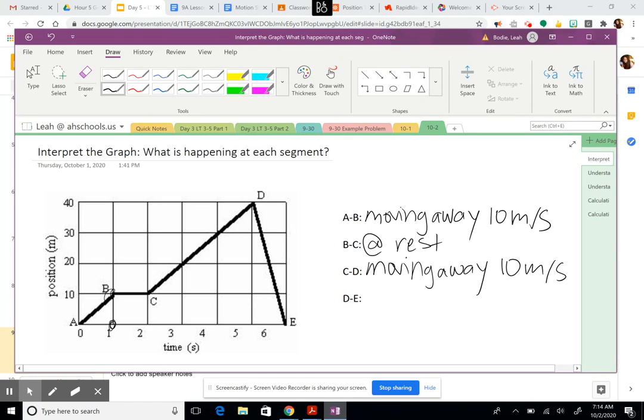Now one more segment here from D to E. This time we're moving towards the starting point. We can calculate this speed as well. So we go from 40 to 0, so we move 40 meters in 1 second. So that's just 40 meters per second.